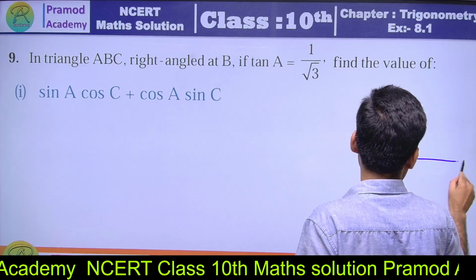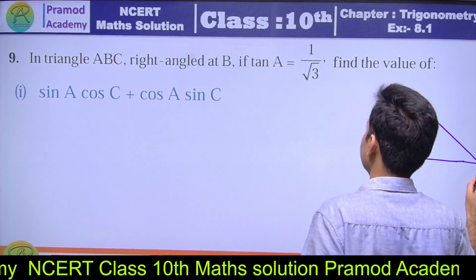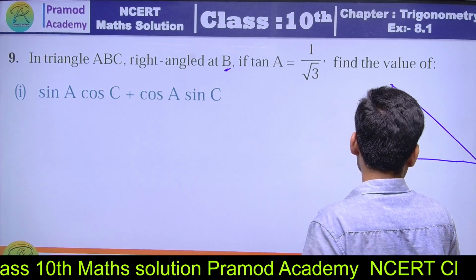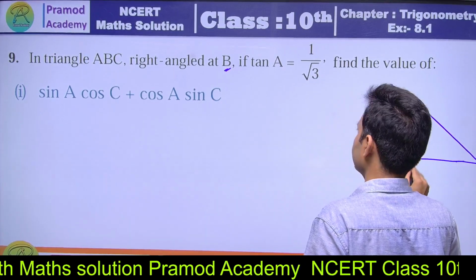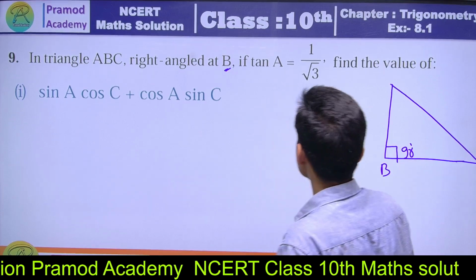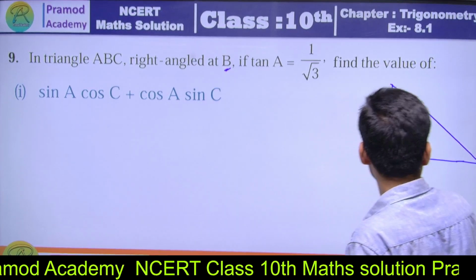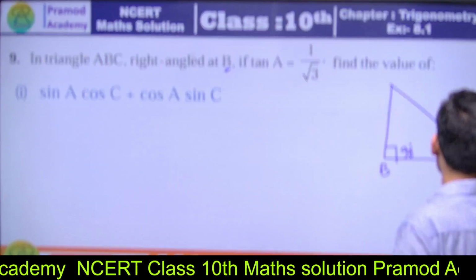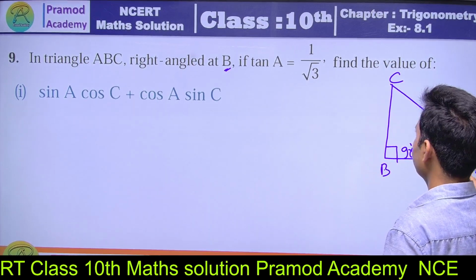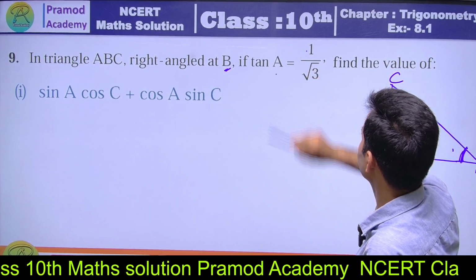This is a right angle triangle, and the angle at B is the right angle, 90 degrees. If tan A equals 1 by root 3, suppose the vertices are A, B and C. According to this angle, the tan A value is given.